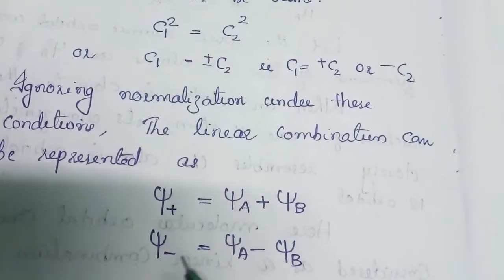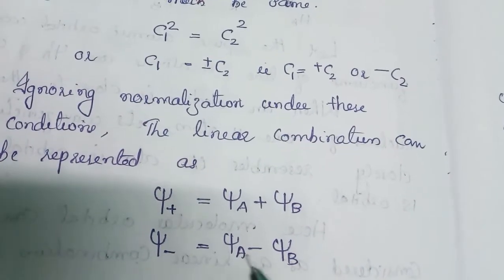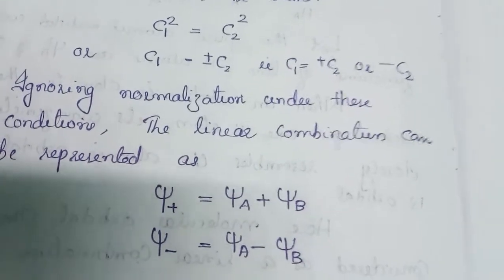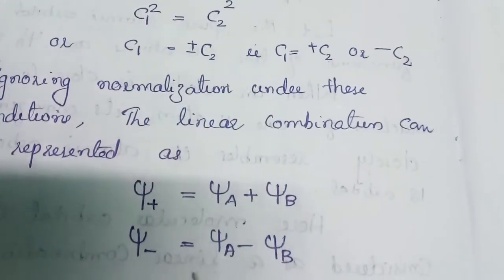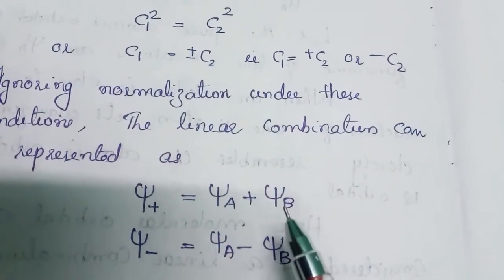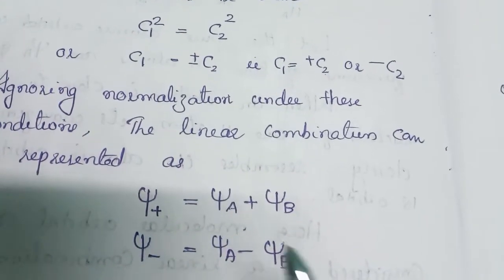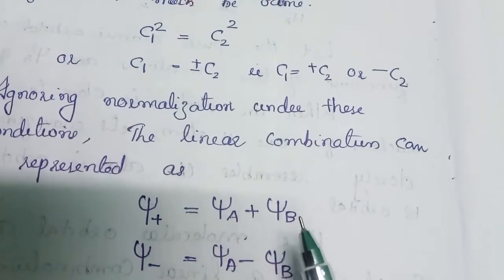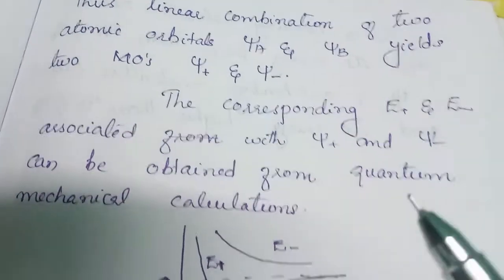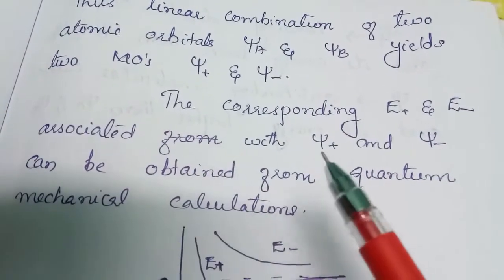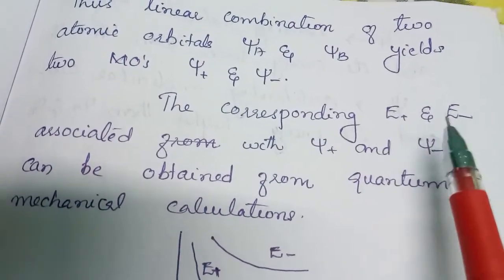Psi plus represents psi A plus psi B and psi minus represents psi A minus psi B. Okay, and the combination of two atomic orbitals gives formation of two molecular orbitals psi plus and psi minus. That is, two atomic orbitals psi A and psi B combine to form two molecular orbitals psi plus and psi minus. So by substituting these wave functions, psi plus and psi minus, in the Schrodinger equation, on solving we will get the corresponding energies E plus and E minus.